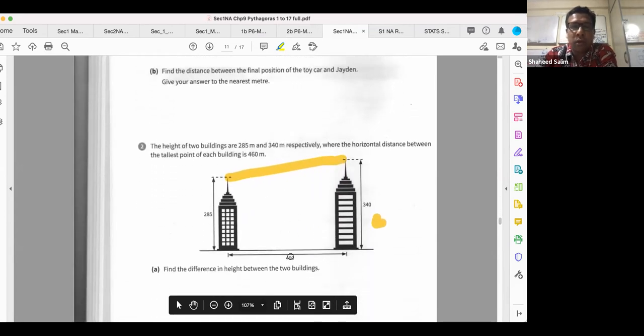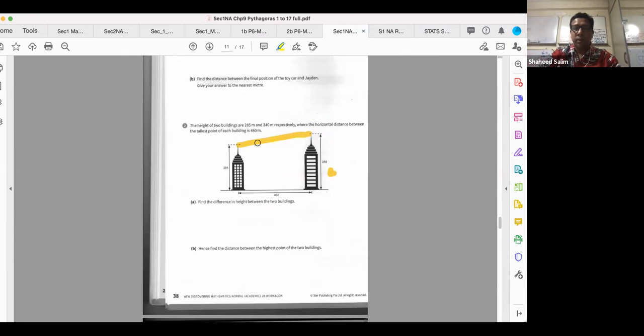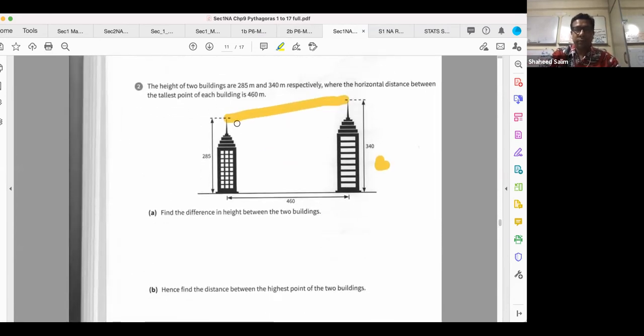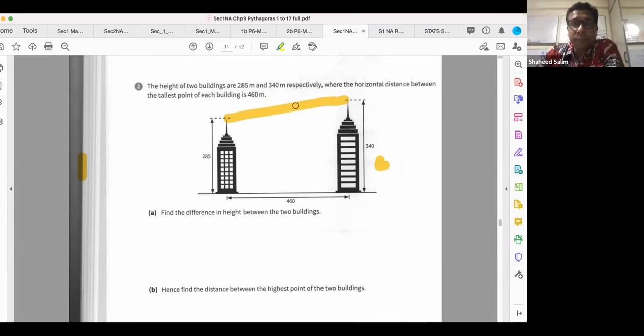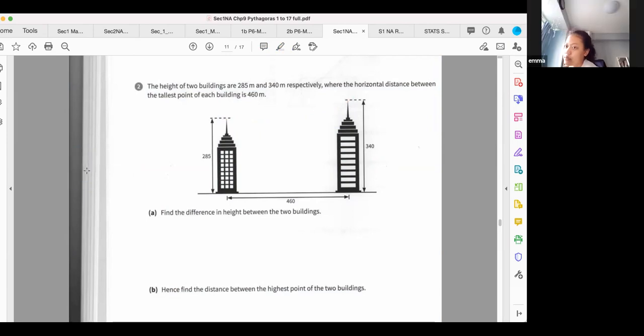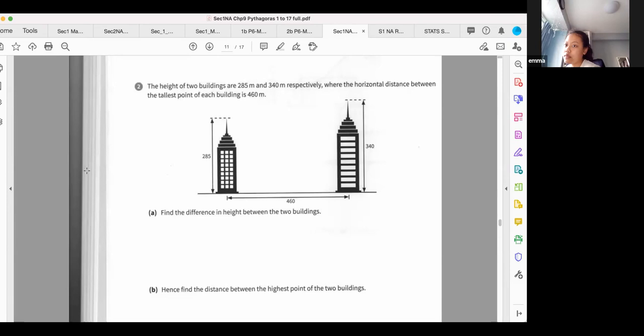Okay, this one. Can you try these two buildings? You read the question. You see whether you understand. Sorry, I'm trying to get rid of this thing. So what's the difference in height for the first one? Difference in height?